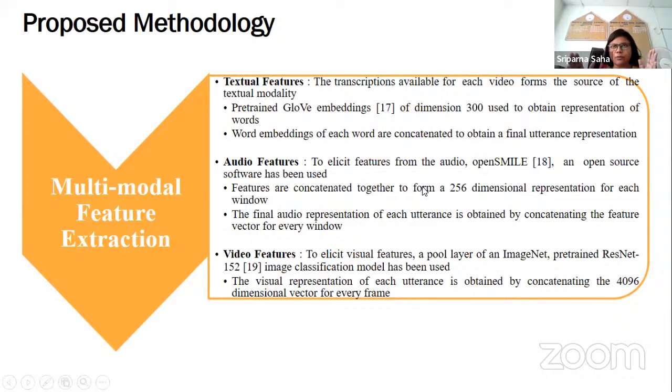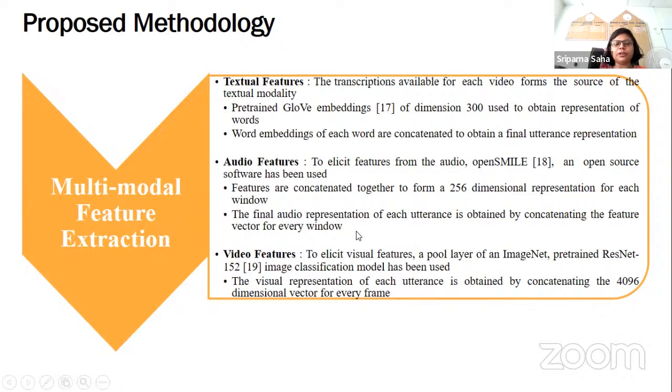Basically, we are dividing the audio clips into different small segments. It is a window-based approach. For each window, we pass the signal to OpenSmile, which gives us a vector representation, and then we calculate the average of these vector representations to get the audio features. Features are concatenated together to form a 256-dimensional representation for each window. The final audio representation of each utterance is obtained by concatenating the feature vector for every window.